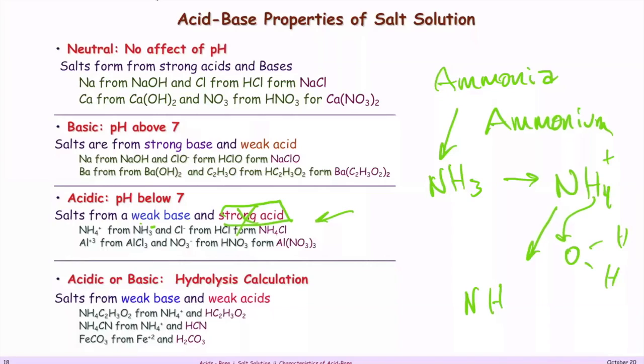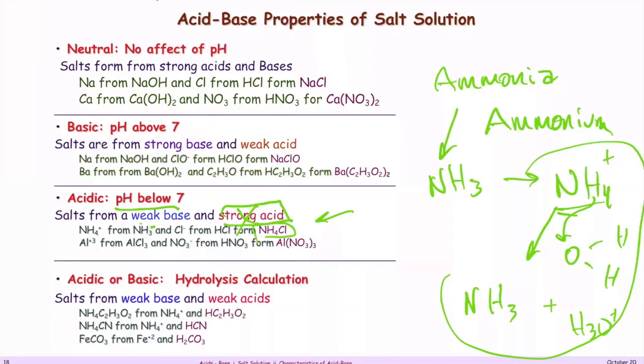But more importantly, you get hydronium as it donates that hydrogen. So the cation from this salt, let's say we have ammonium chloride, will give you an acidic solution. That's why the pH will be below 7.